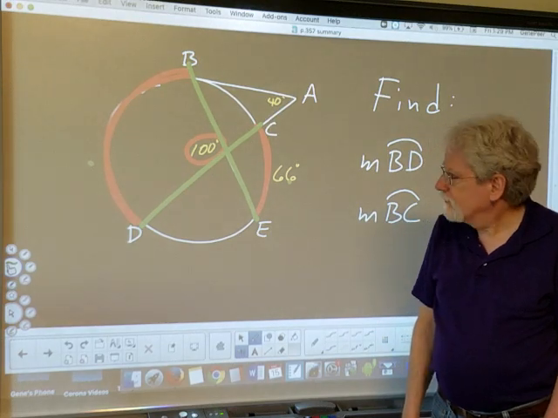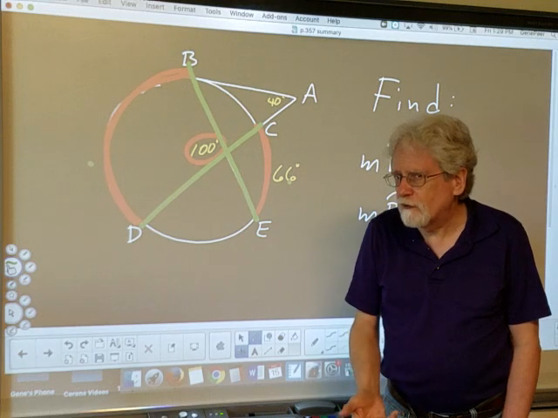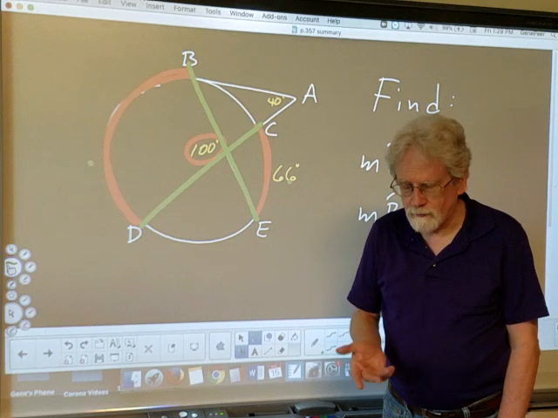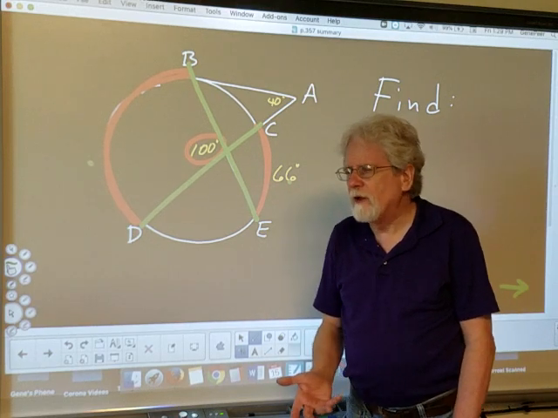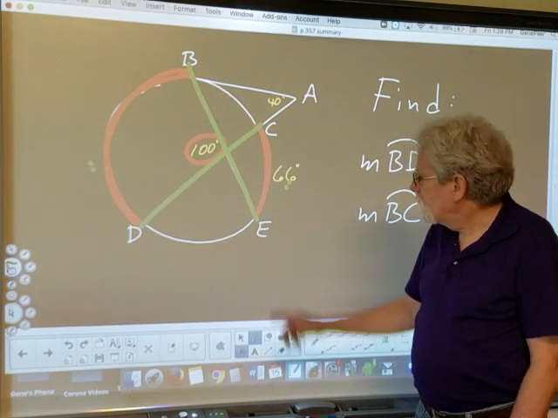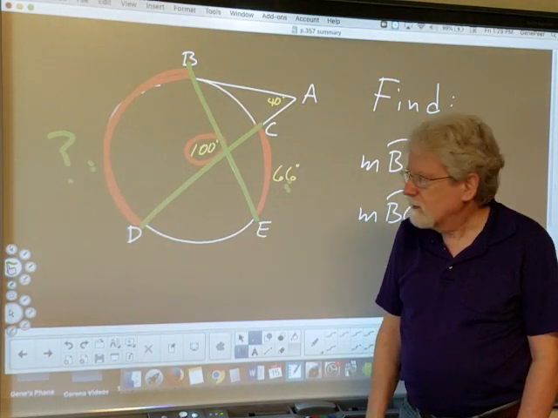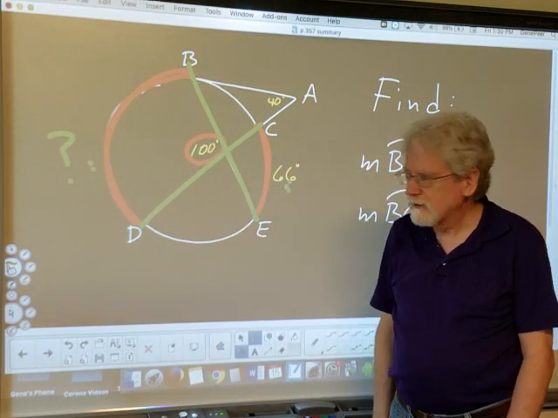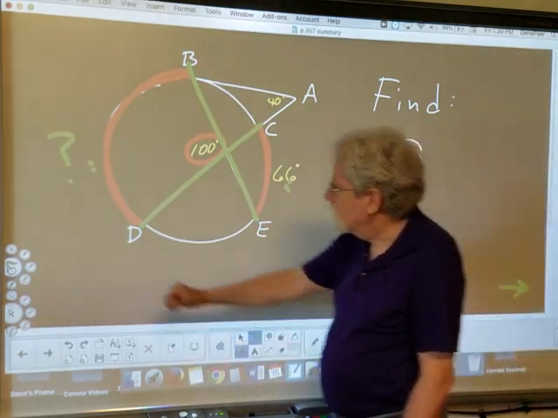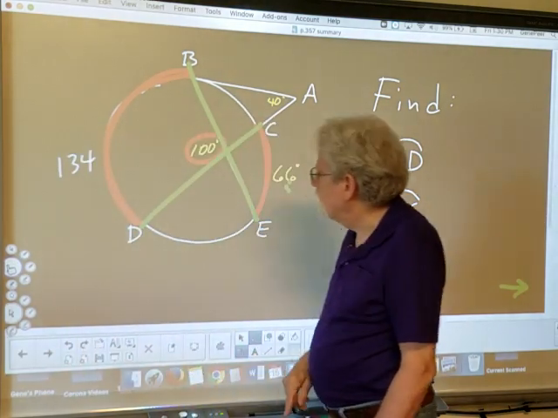Here's how I think about it. What would that number have been just before you took half? If taking half is your last step, what was it right before you took half? It was 200 right before you took half. And where would that 200 come from? That 200 would come from adding the arcs. So 66 plus what would be the 200 that you would then take half of to get this? 66 plus 134. Check yourself. 134. See if it works.